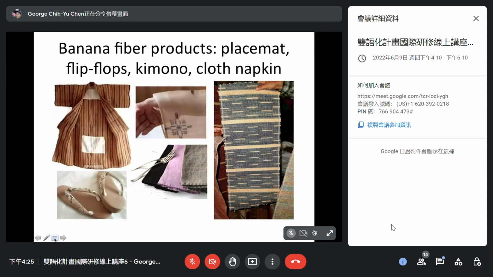Next, we'll look at some of the examples made out of banana fiber. There are a lot more examples. I just pulled some from the product lists. And here you see placemat. Placemat is 餐垫. And you see cloth napkin. Napkin, 餐巾纸. But napkin can also be cloth. So you can see that over there.